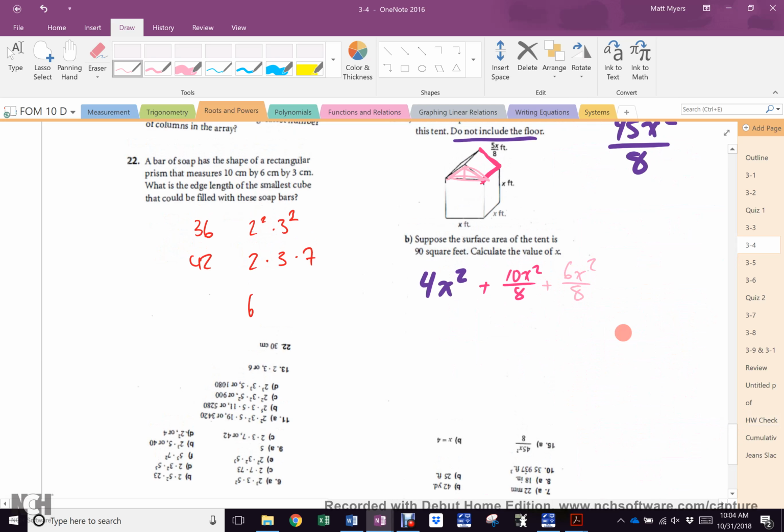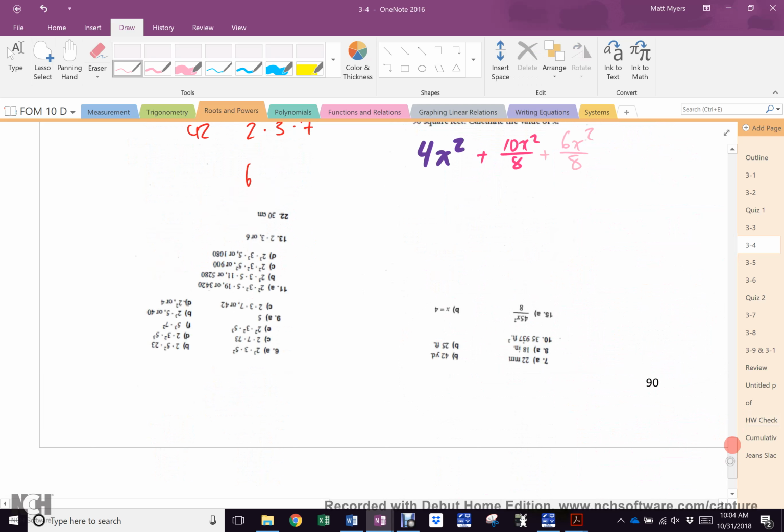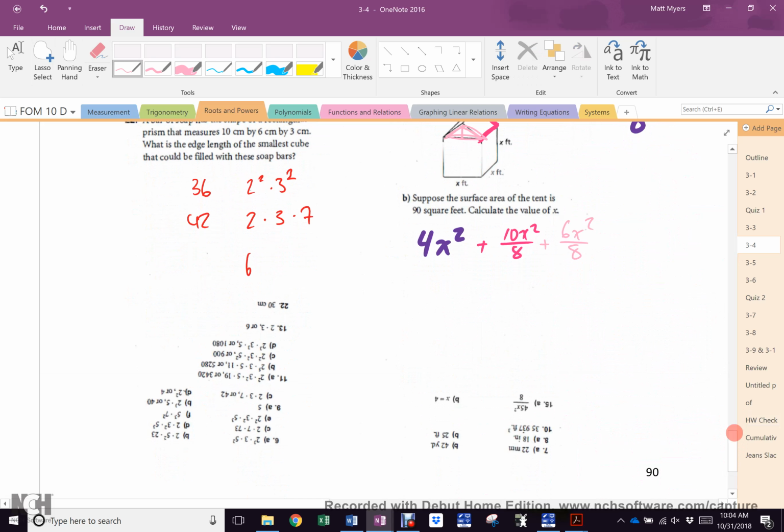Okay, now, can I add those 3 things, or is one of them not addable right now? I can't add the 4x, can I? Why? Because it doesn't have a denominator of 8. How do I get it a denominator of 8? It's already a 1, correct? So I multiply everything by 8, yeah? So I got 32x squared plus 10x squared plus 6x squared all over 8, yes? Which is 32 plus 10 is 42 plus 6 is 48x squared over 8.